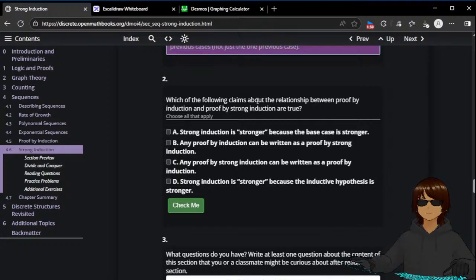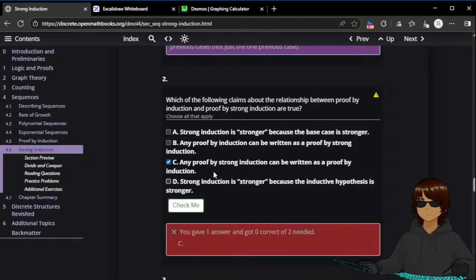Let's say the following claims can be said about the relationship between proof by induction and proof by strong induction. Are true. Any proof by strong induction can be written as a proof by induction. Strong induction is stronger because the base case is stronger.